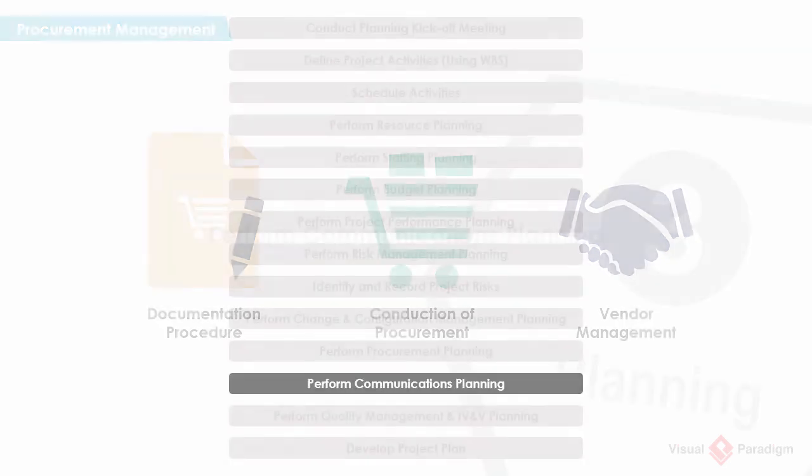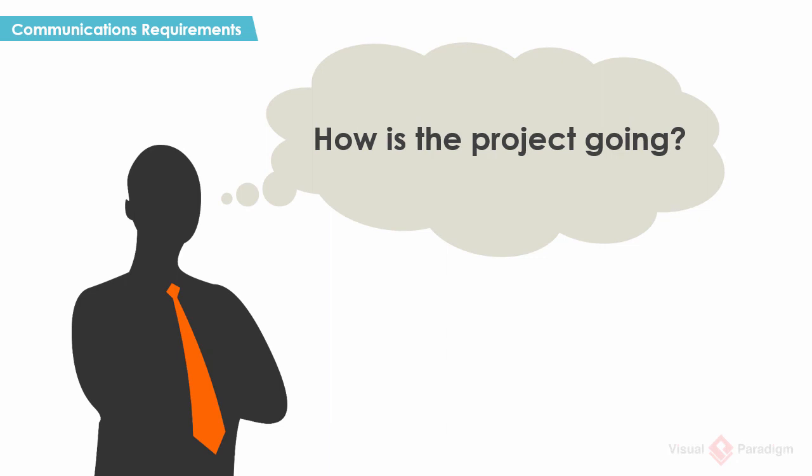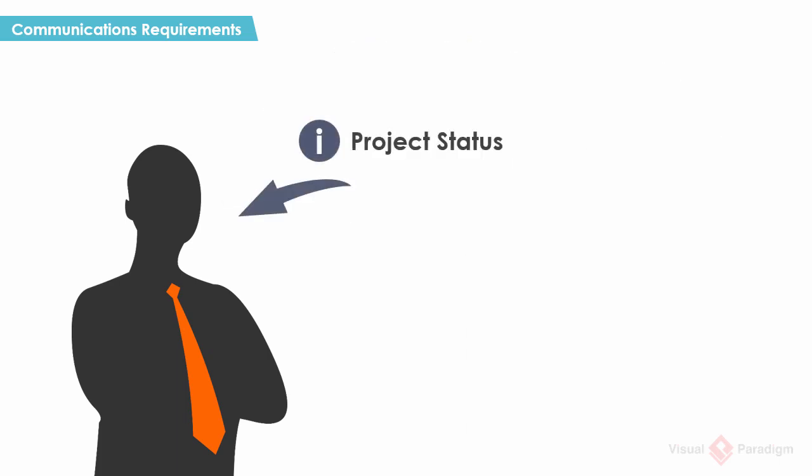the selected vendors provide all of the products and services agreed upon and that the appropriate levels of quality are maintained. Perform communications planning. In project management, communication is the way to deliver information needed by someone. Different project stakeholders have different information needs. For example, the executive sponsor may want to know about how the project is going. It is important for communications to be performed smoothly so that the information can be delivered to stakeholders as needed.